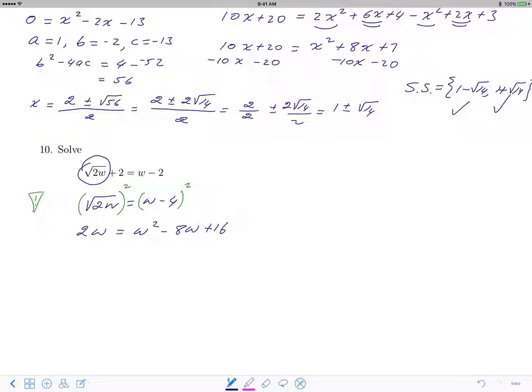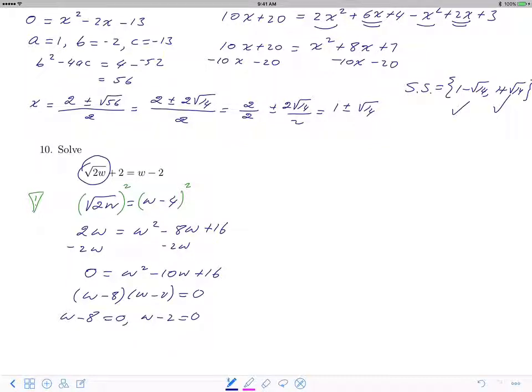This is a quadratic equation, so let's write it in standard form. Make one side 0. Subtract 2w from both sides. So we get 0 equals w squared minus 10w plus 16. And this happens to be factorable into w minus 8 times w minus 2 equals 0. So w minus 8 is 0, or w minus 2 is 0. So w equals 8 or 2.